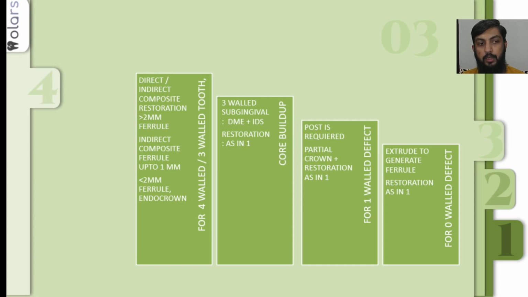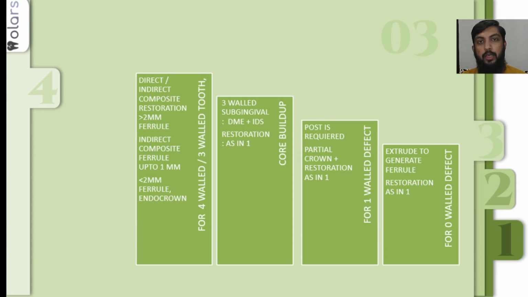When are we going to do the core buildup? That is when there is a 3 wall defect, not the 4 walls, but one of the margins is subgingival. We are going to do immediate dentin sealing and the margin elevation. After that, the restoration criteria is the same as for the left side of the nomogram as in one.